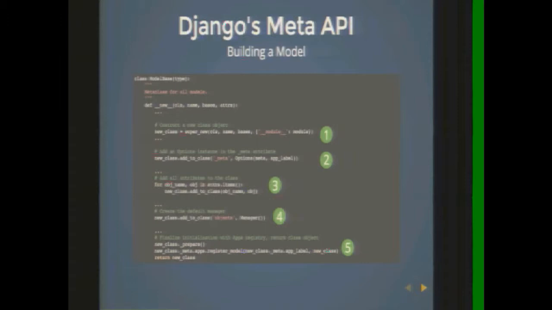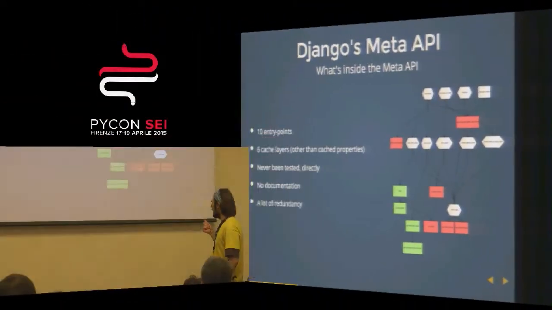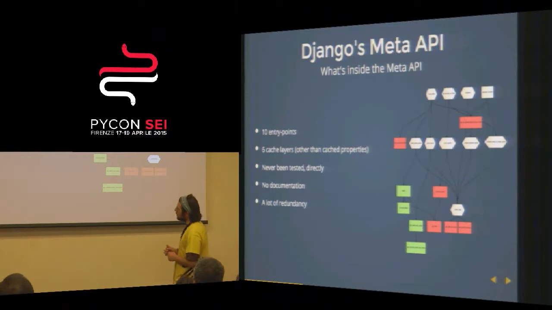So what's actually inside the Meta API? At least I'm speaking about yesterday, so before 1.8. Before, as I was saying previously, this Meta API was never documented or actually intended to be documented. So most of the components inside the system were quite redundant. So there was a lot of redundancy inside the system.